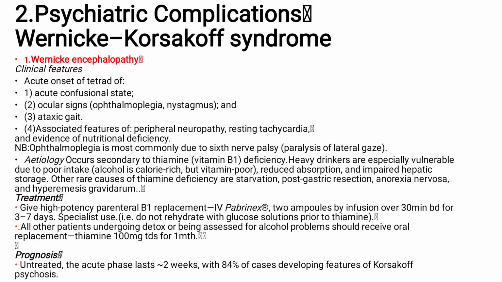Treatment. You give high potency parenteral B1 replacement, that's IV Pabrinex, over 3 to 7 days. And for outpatients, they can receive thiamine, tab-thiamine, 100 mg TDS for 1 month. Prognosis. Untreated, the acute phase lasts approximately 2 weeks, with 84% of cases developing features of Korsakoff psychosis.